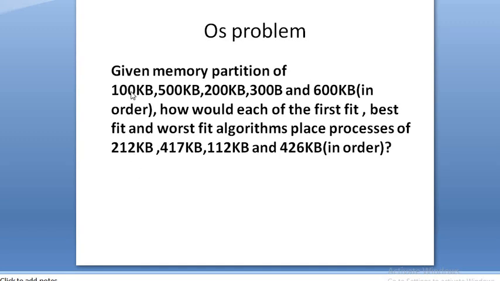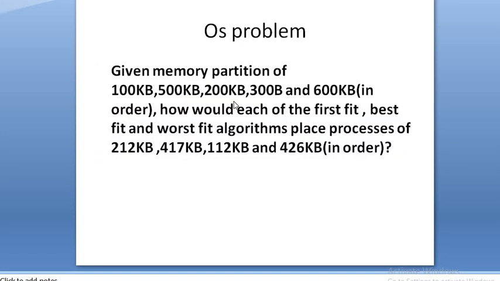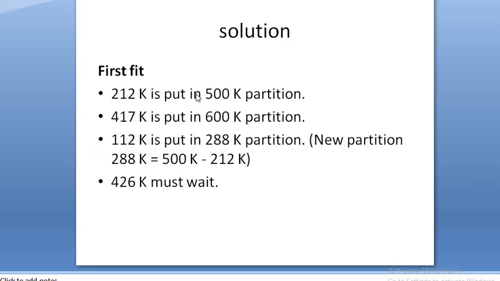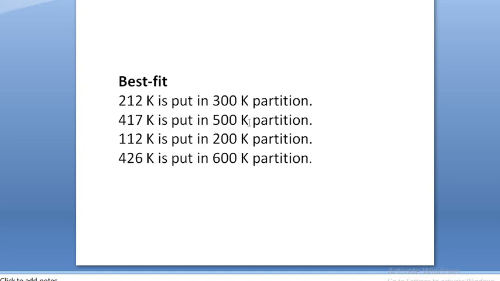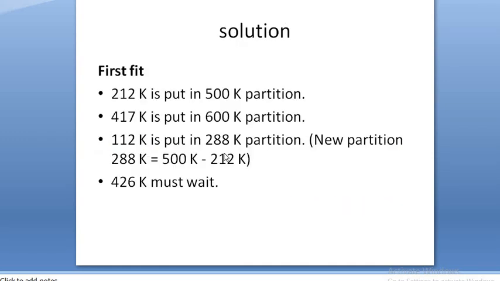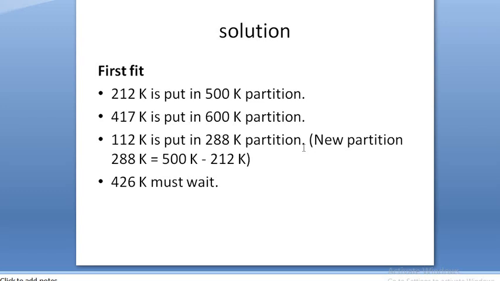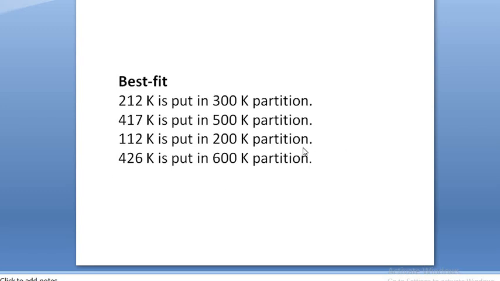Now we are going to see this best fit. For 212, 100 is not enough. The nearest one is 300, so 212 is going to be stored in 300. Next 417, the nearest one is 500 KB. Next 112, the nearest is 200. Last one 426, the nearest is 600. So all the four processes are going to be stored. Here the wastage is less. That's why it is called the best fit method. But the drawback is it will take more time. Hope you can follow this.